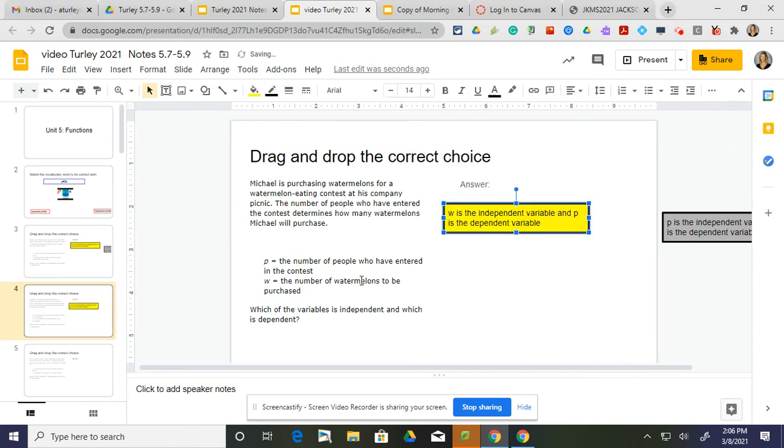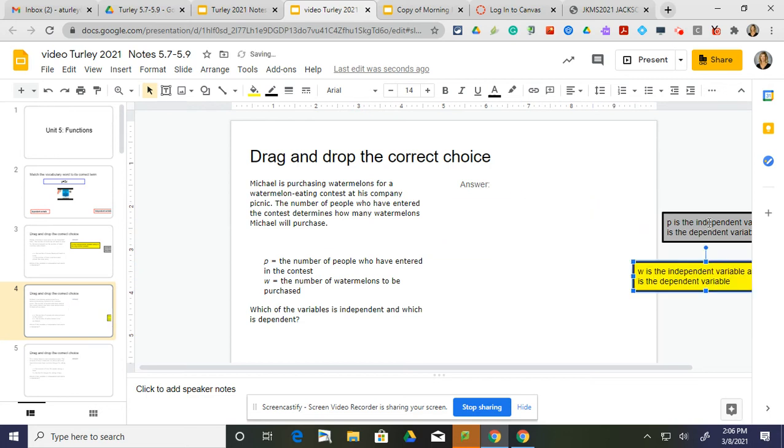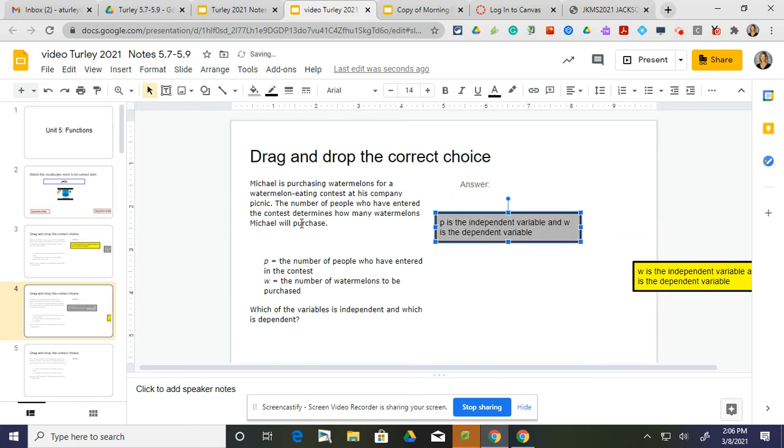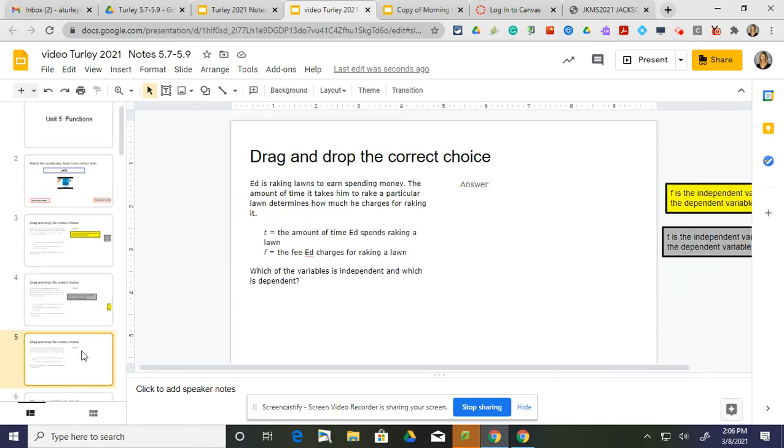So this one. So the number of watermelons depends on how many people. So we've got that wrong. Okay, the number of watermelons depends on how many people entered the contest. So the watermelons is the dependent variable. So W is the dependent variable.